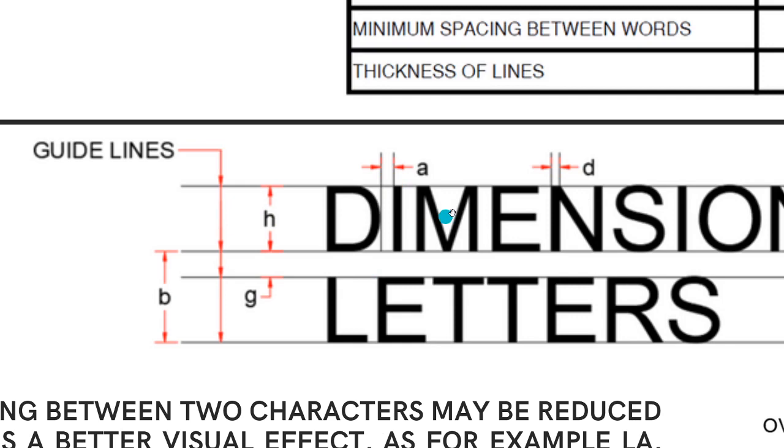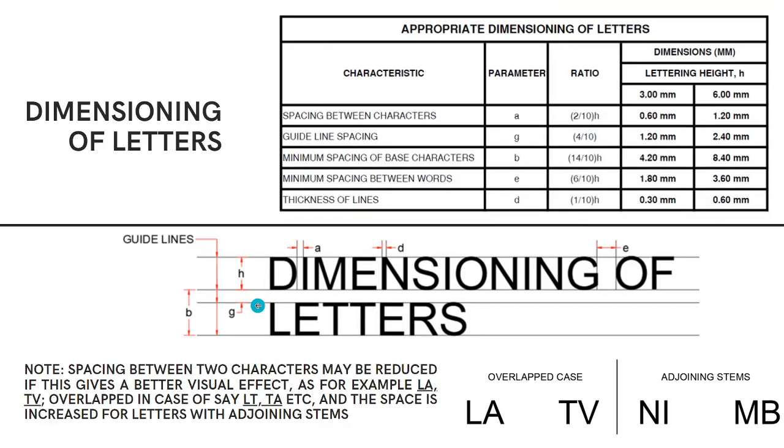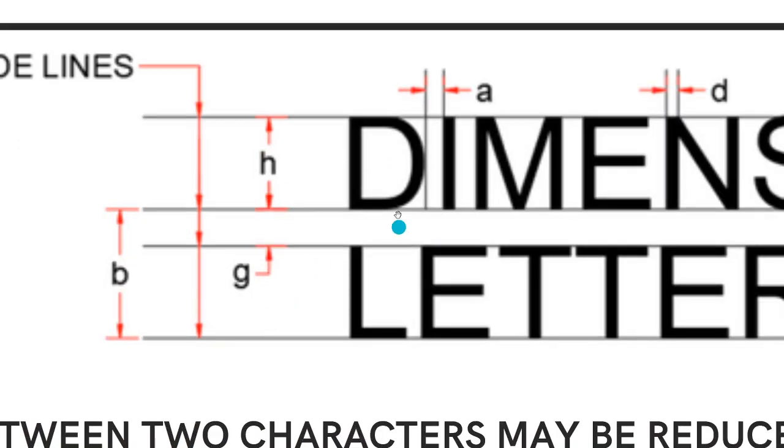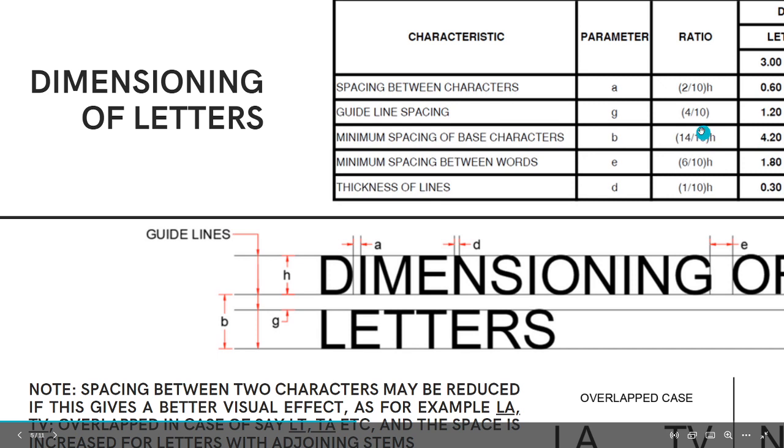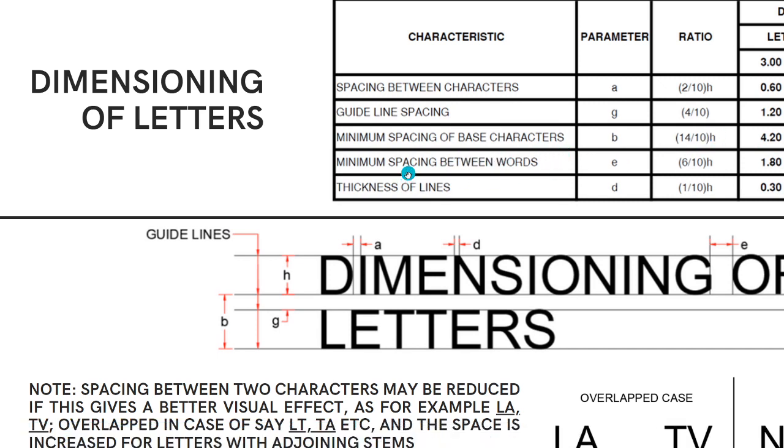So guideline spacing would be at 40% of the text height, or 4/10, or if you're using a 3 text height, 1.2. So if example 3 ang gamit na, 1.2 ang kini nga gap, or ang atong label G. For minimum spacing of base characters, mao ni ang B, so base sa inyong characters, or bottom sa inyong characters, space niya mao po ni. So then lastly, minimum spacing between words pod is 6/10 of your text height, or ang E.